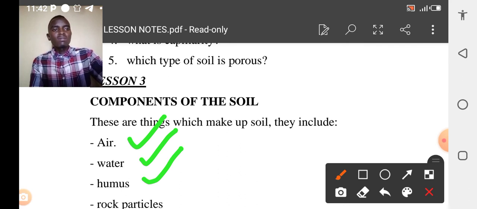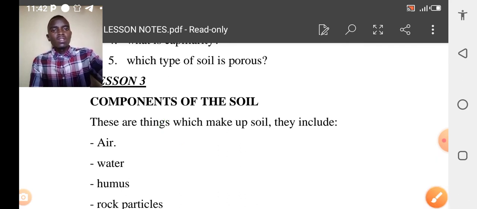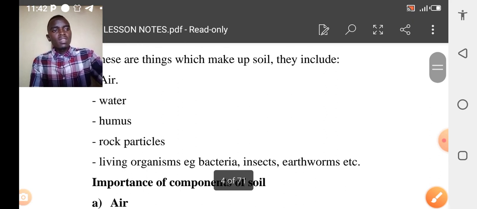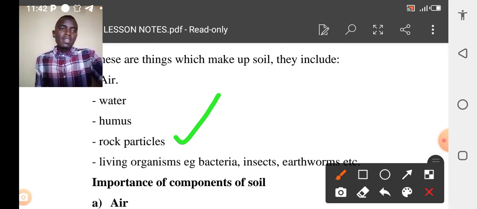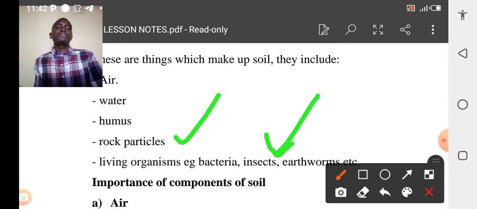The fourth one is rock particles or stone particles. And then the last is living organisms. For example, for living organisms, we have bacteria. Bacteria is the one which is found in soil, along with insects and earthworms.